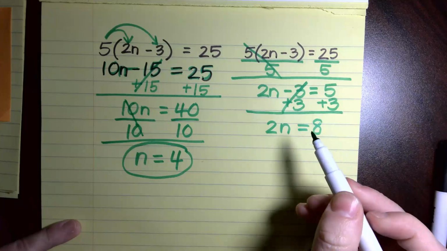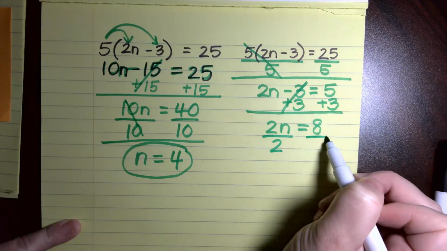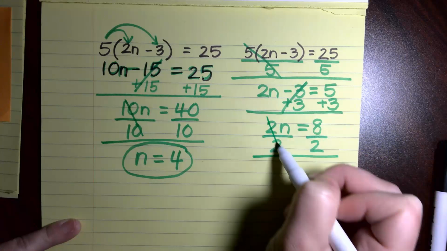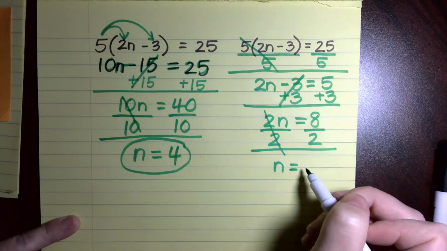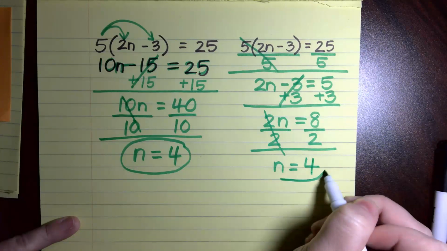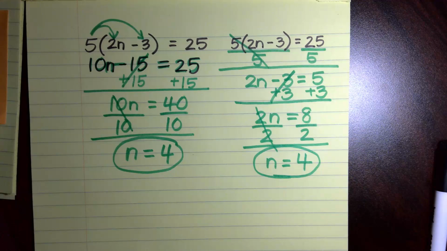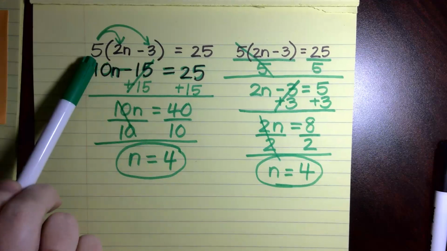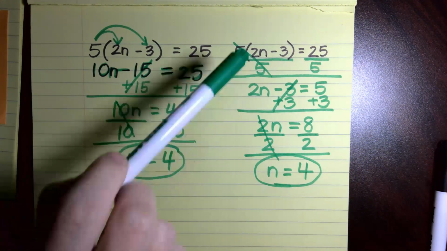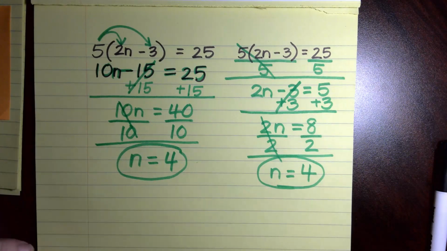And what's my last step? Now we're going to divide. Good. We're going to divide both sides by 2. That cancels, and I'm left with n equals 8 divided by 2 is 4. We got the same answer, guys. Both ways work. So if you forget one way, do the other. You've got kind of a net to catch you here. If you remember to distribute, great. If you remember to divide, also great. Okay, let's do one more together.